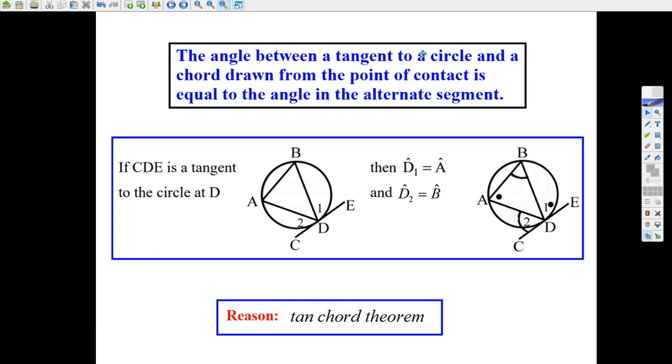You can read these words. The angle between the tangent to a circle and a chord drawn from the point of contact is equal to the angle in the alternate segment. That's called the alternate segment. But anyways, the angle between the tangent and the chord equals this little angle at the top of the triangle. So this angle D2 here equals this angle B up here. And that's called the tan-chord theorem.